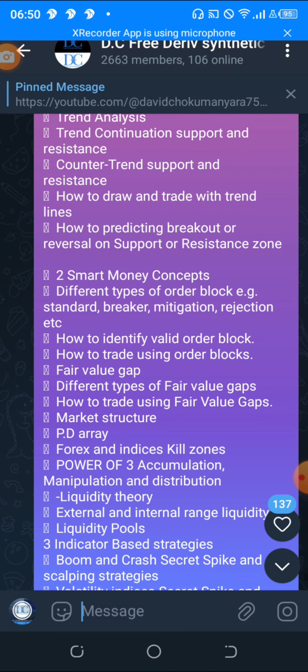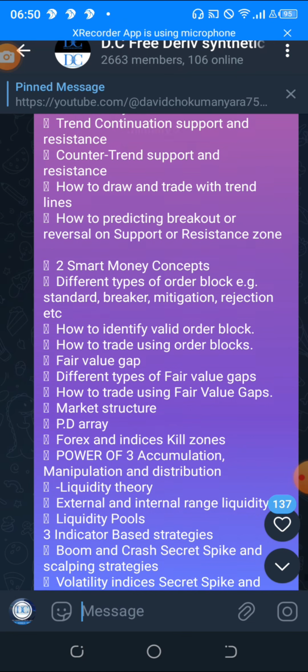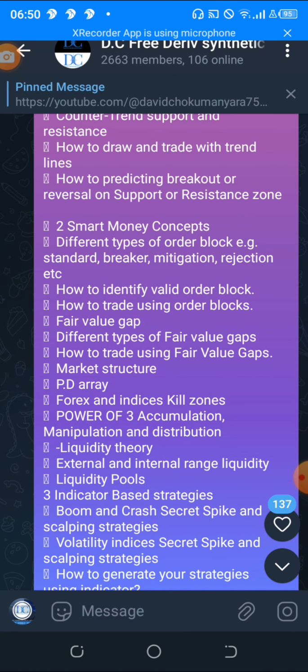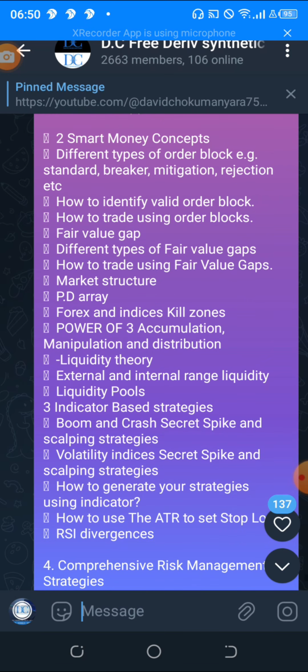Then we also have smart money concept, where we'll be looking at the different types of order blocks: the standard, the breaker, the mitigation, the rejection block. There are a lot of types of order blocks, and how we can identify valid order blocks and how to trade using order blocks, fair value gaps, different types of fair value gaps, and how to trade using fair value gaps. We also look at market structure using smart money concept. Then we look at the PDRA, the forex and indices, Q zone, the power of three, accumulation, manipulation and distribution. Then we also look at liquidity theory, external and internal range liquidity pools, and draw on liquidity.